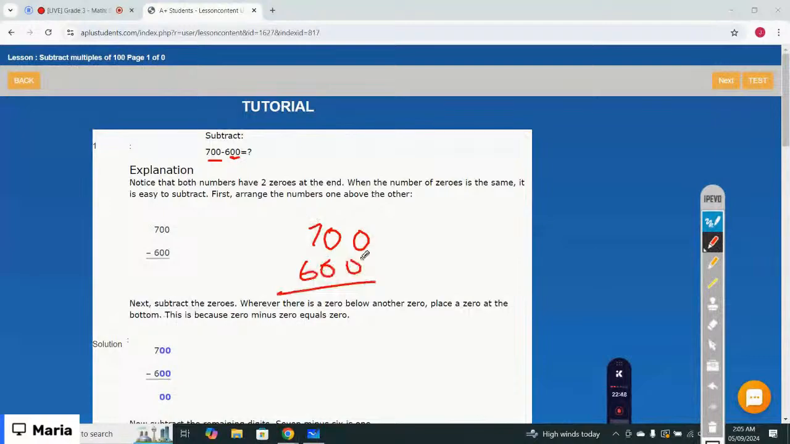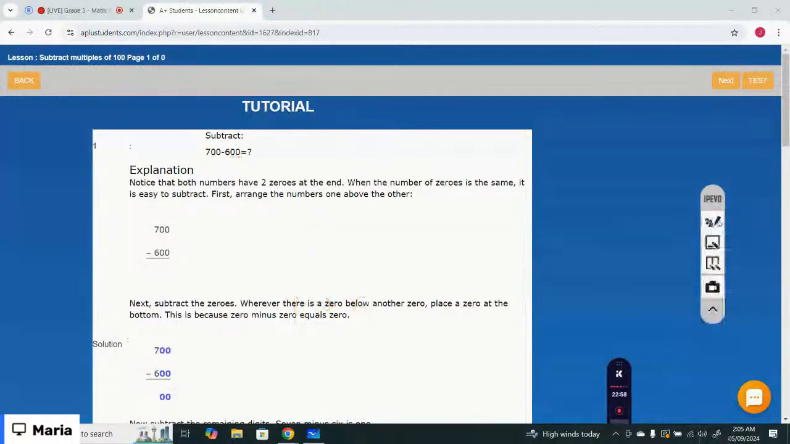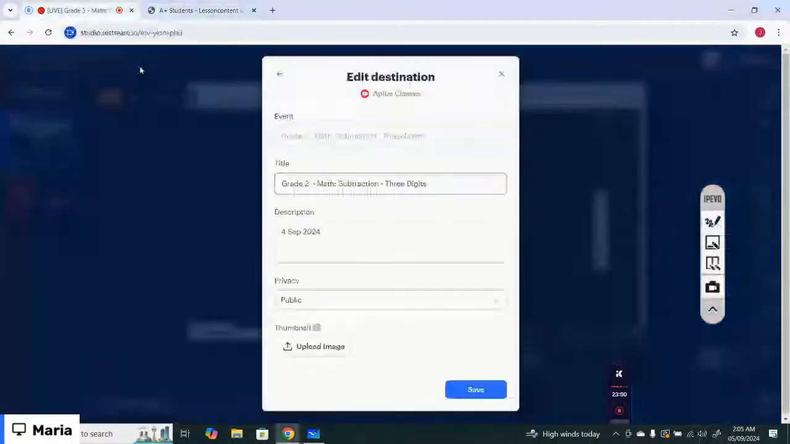So we know that 0 take away 0 is 0, 0 take away 0 is 0, and 7 take away 6 is 1. So that means 700 take away 600 equals 100. The correct option is 100.